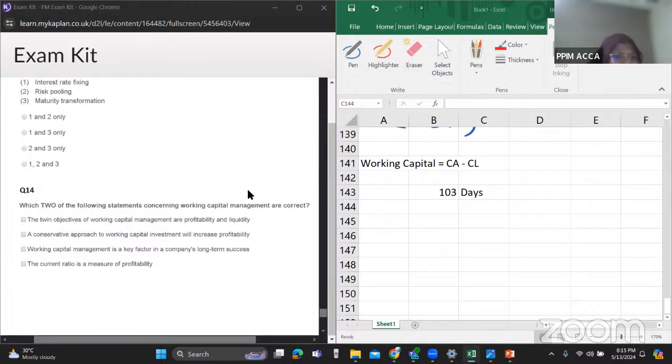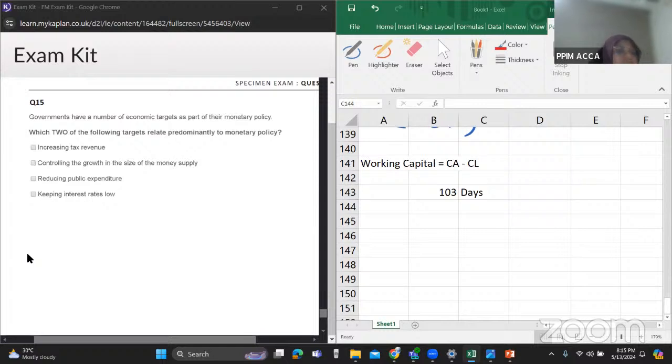Working capital management is a key factor in a company's long-term success. That's correct, obviously. D, the current ratio is a measure of profitability. No, current ratio is a measure of liquidity. Okay, so the correct answer is A and C.